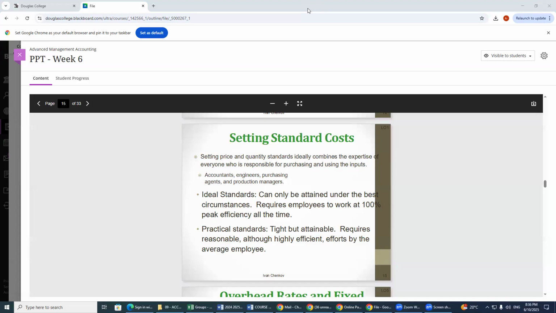Any of you who's working? Are you guys working? What are your working hours? 8 hours, 7 hours? So out of 7 hours, let's go with 7 hours. Out of 7 hours, how many hours are you working at 100% peak efficiency?